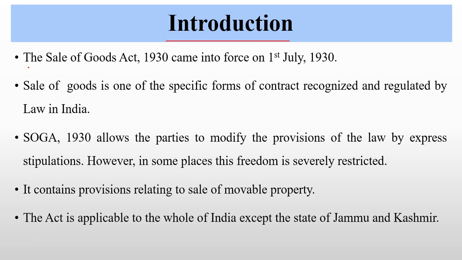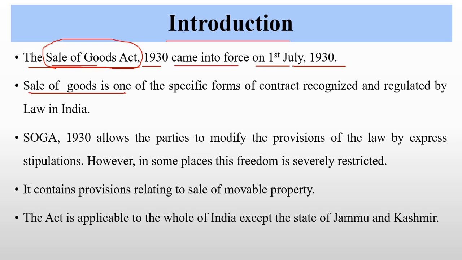Introduction. The Sale of Goods Act 1930 came into force on 1st July 1930. Basically, sale of goods was a part of the Indian Contract Act. In the year 1930, the provisions of the Sale of Goods Act were made separately. A separate law regarding sale of goods was set up. So the Sale of Goods Act 1930 came into force on 1st July 1930.